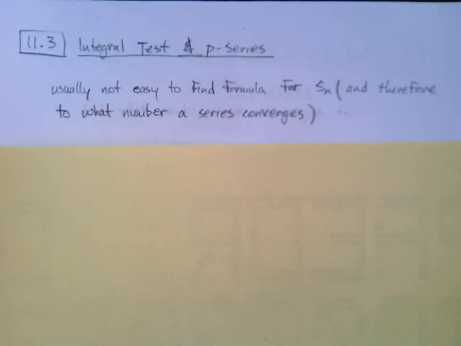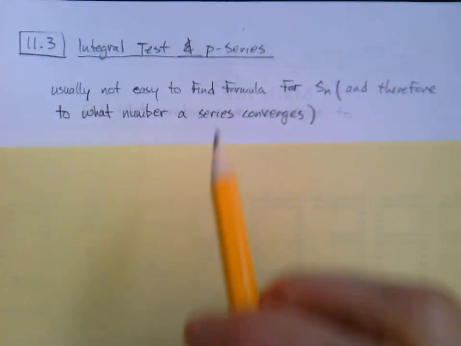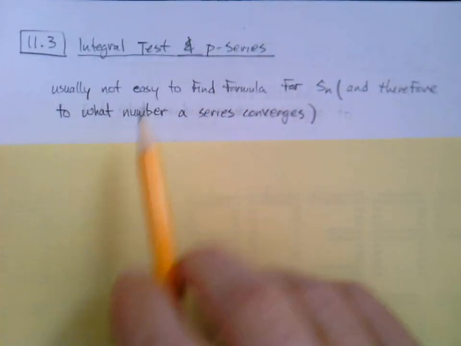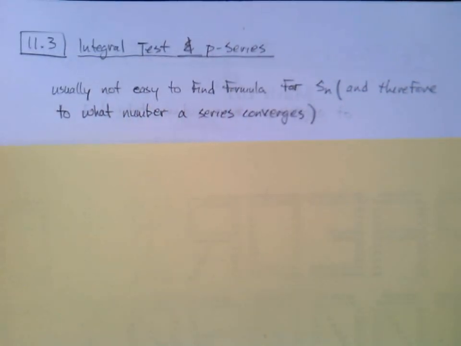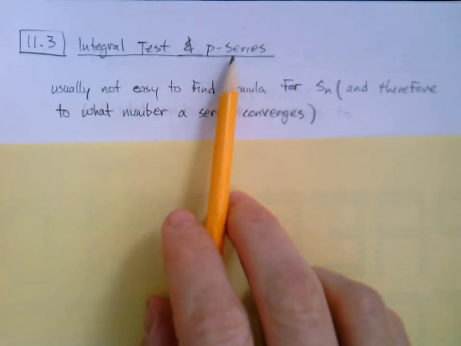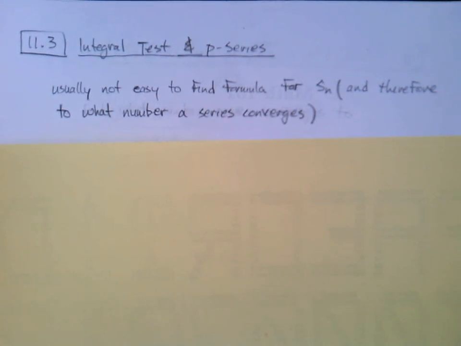Right, 11.3 is the integral test and the P-series test. So we're going to look at these two. We get two more tests in 11.3, and it turns out that this thing called the P-series is a very natural follow-up to the integral test. So most of our conversation will be about the integral test, and then we're going to see at the end this new thing, kind of a very simple case that we end up calling the P-series.